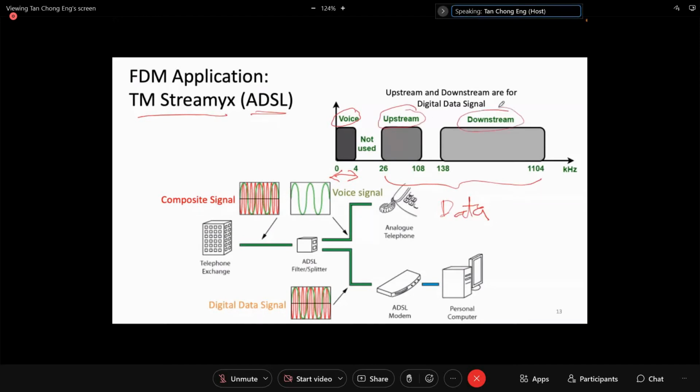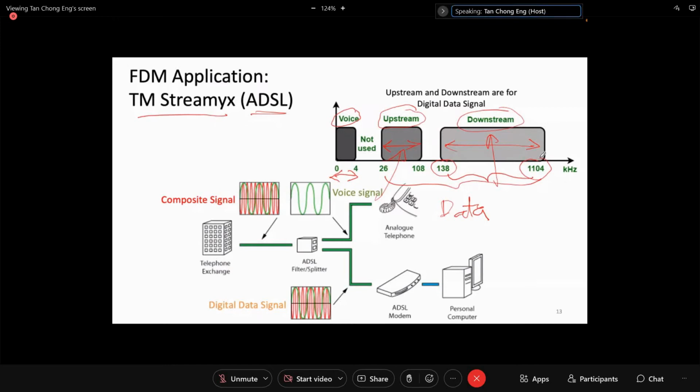What is upstream and downstream? Downstream is download. Upstream is upload. You can see the downstream is much faster compared to the upstream. Why? Because TM believes most users do more downloads compared to uploads. That's why they allocate more bandwidth for the downstream and less for the upstream. You can see how much bandwidth this is: 138 until 1104. So this is how they do frequency division multiplexing on your telephone line.